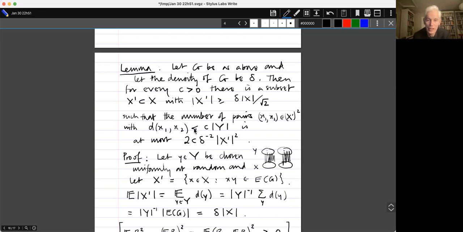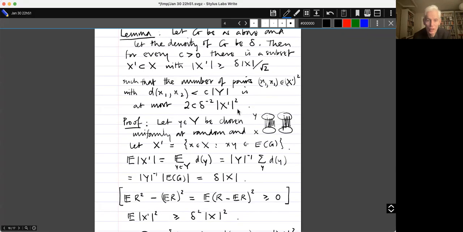The number of pairs such that that's less than c times y, so such that you do not get quite a lot of paths of length 2, is at most this thing here. So as long as we choose c to be reasonably small, so that it cancels out the fact that delta to the minus 2 could be quite large, so as long as c is substantially smaller than delta squared, then we get a non-trivial statement here. We get that a fraction at least 1 minus 2c delta to the minus 2 of the pairs in x dashed squared, where x dashed is this subset we've just chosen, are joined by lots of paths.